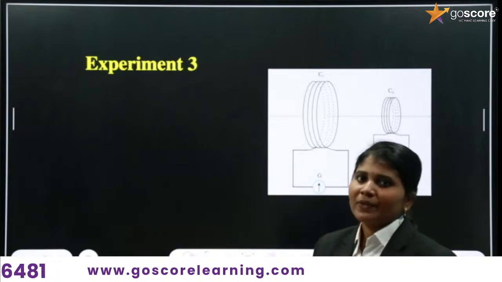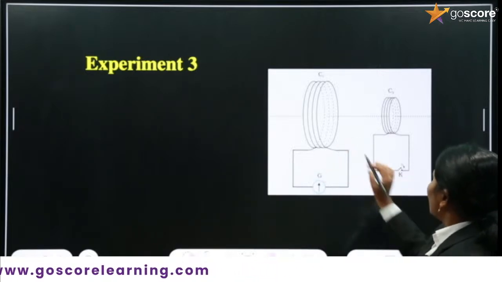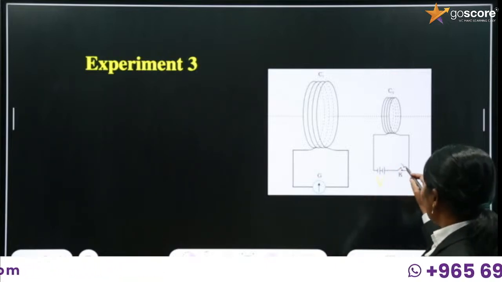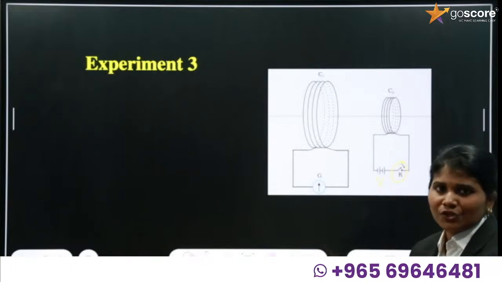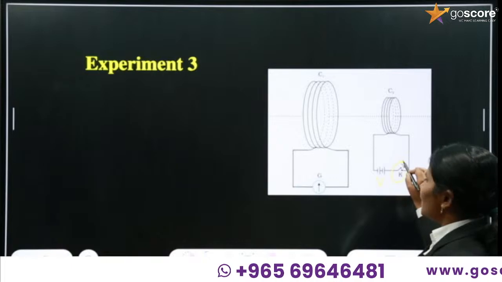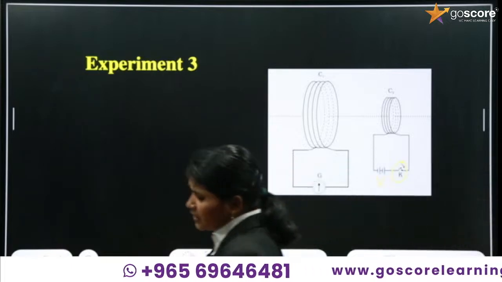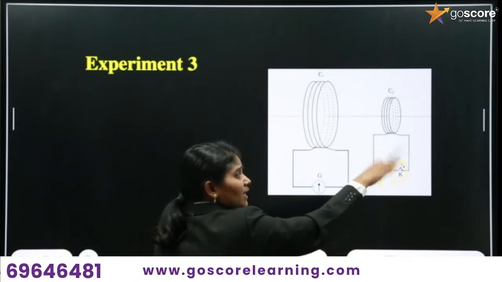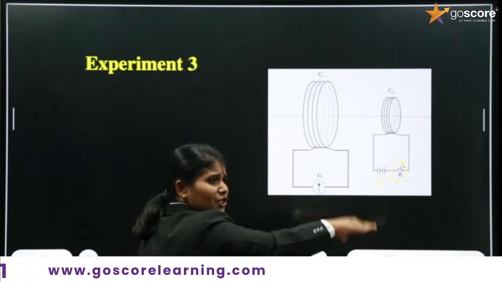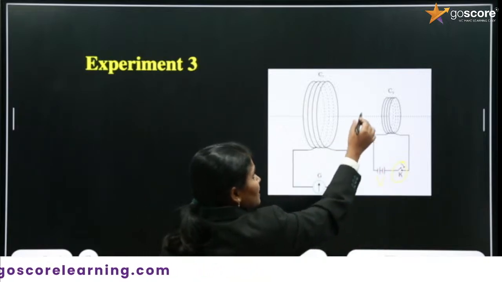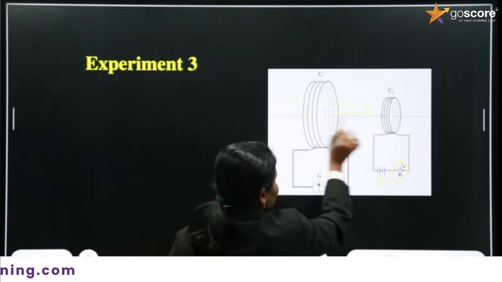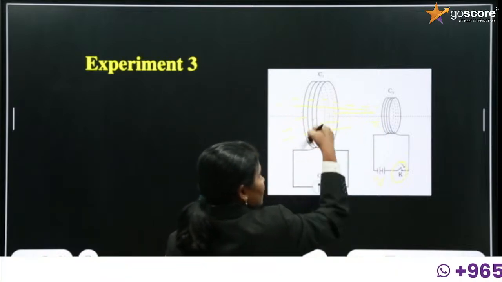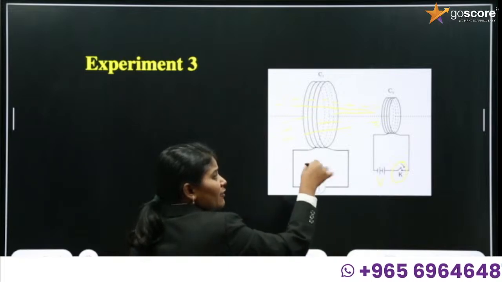Third experiment. See here, guys, here also it is the same, but here they are connected with a switch. When we are pressing and releasing the switch K, what is happening? Continuously they are changing the switch position. From this coil's magnetic flux, from C2, the magnetic field lines are passing through the C1 coil. Then the galvanometer is deflecting.